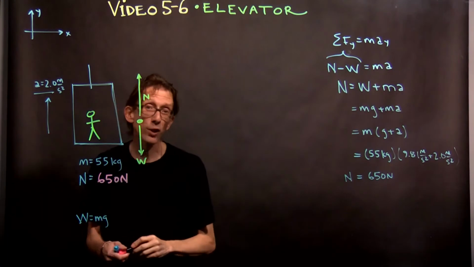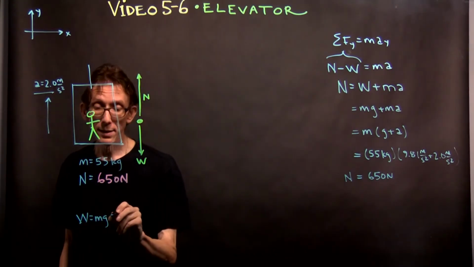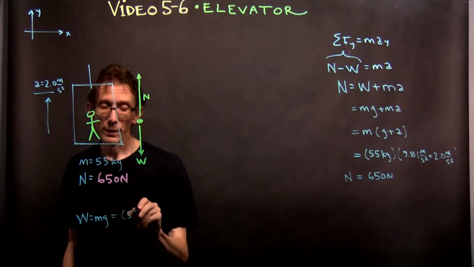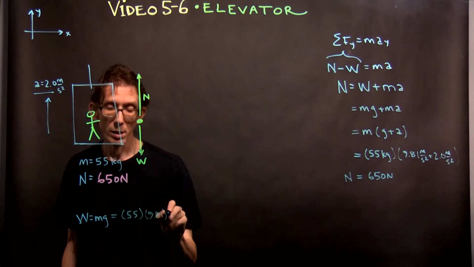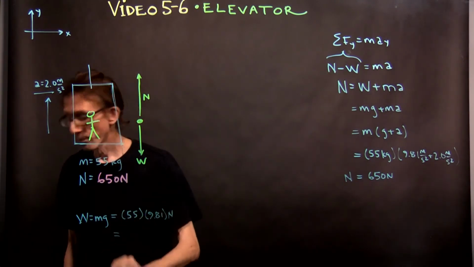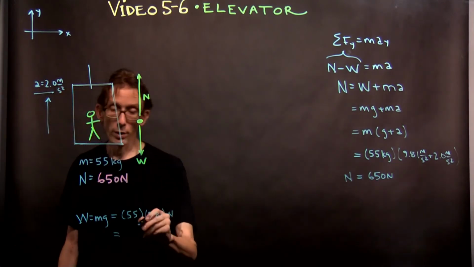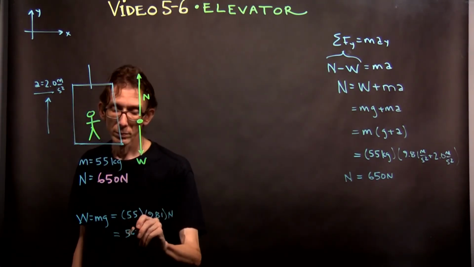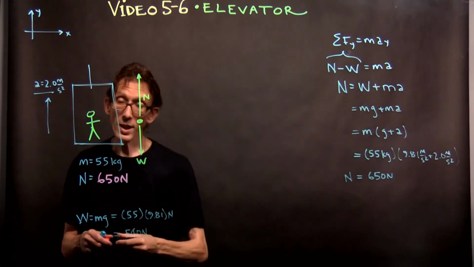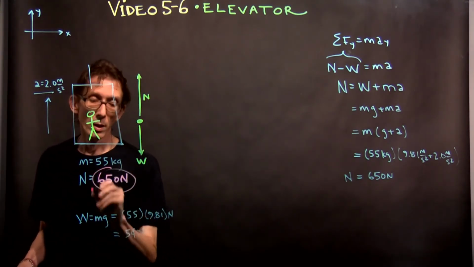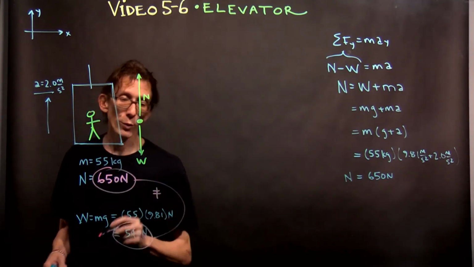Now, if you compare that to the weight, let's figure out what the weight is. Weight is mg, 55 times 9.81 newtons. What you get there? The weight is 540 newtons. So you can see that the normal force and the weight are not equal to each other.